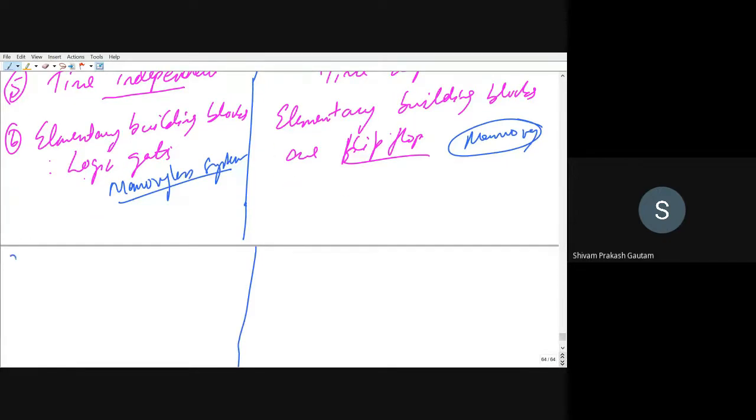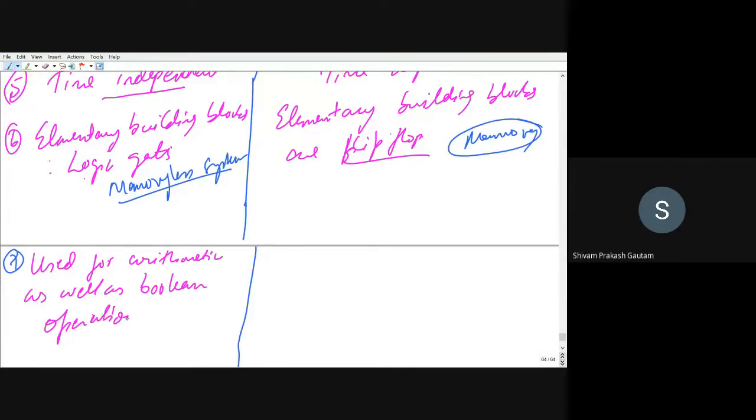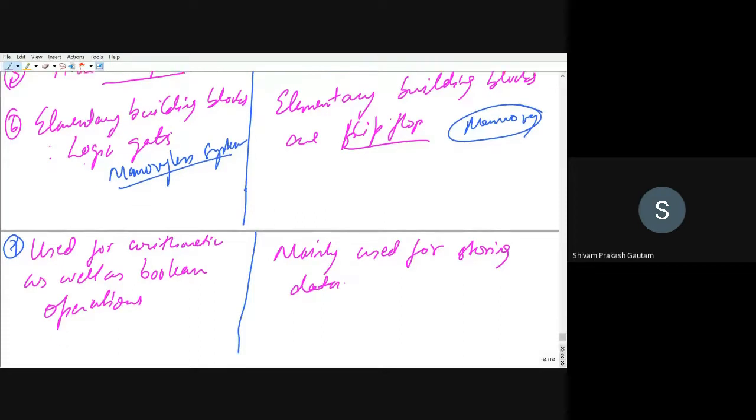Next difference, that is the 7th. It is used for arithmetic as well as Boolean operation. Here it is mainly used for storing the data.